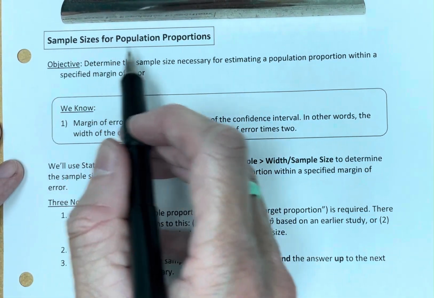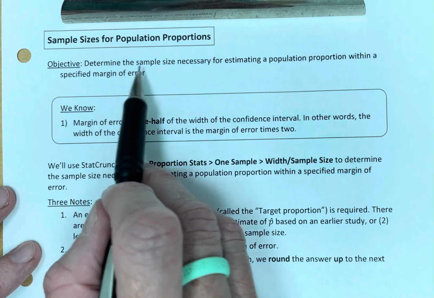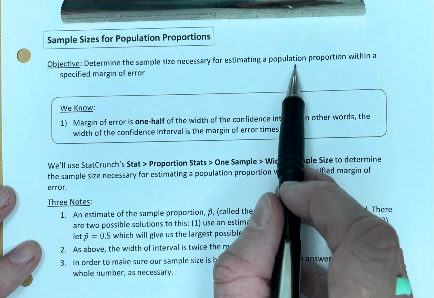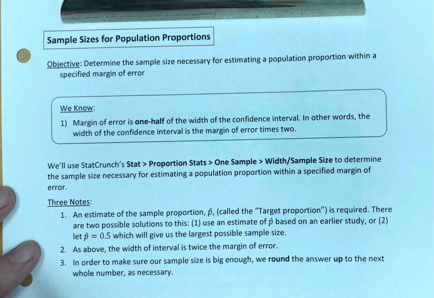Sample sizes for population proportions. Our objective: determine the sample size necessary for estimating a population proportion within a specified margin of error.